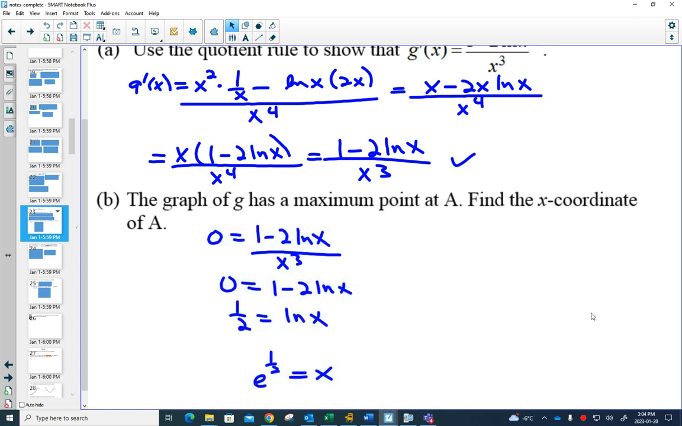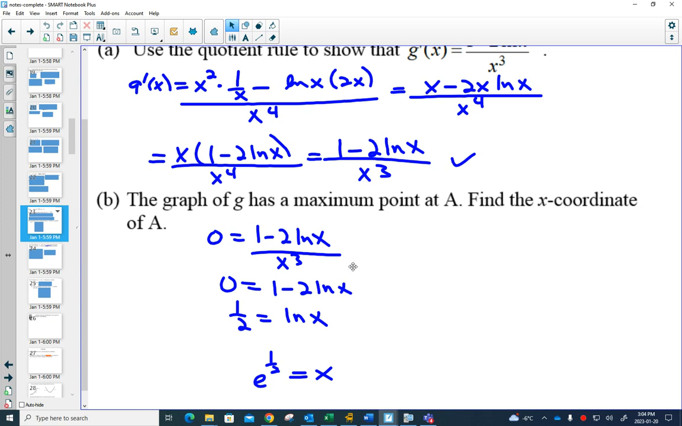Then the maximum point. Set your derivative equal to 0, which means that the numerator would equal 0. And you have to solve 0 equals 1 minus 2 natural log of x. That is a log equation. How do we know something's a log equation? Is when there's an x inside of a logarithm.